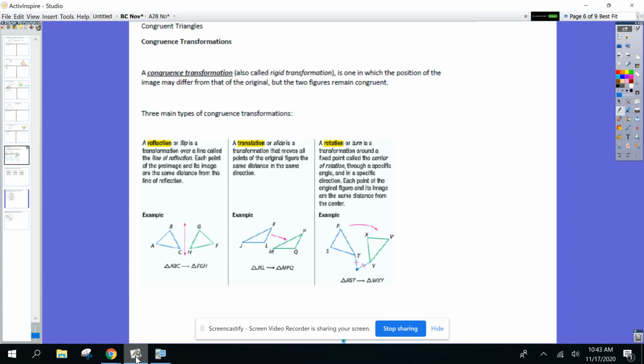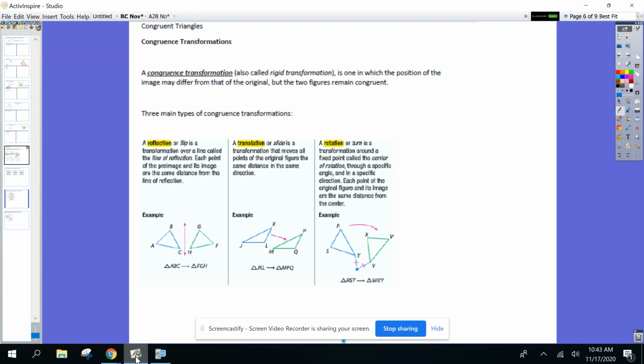I want to take a middle school concept and apply it to congruent triangles for this unit. You guys remember doing transformations back in middle school? Oh, those were fun, right? Sliding, flipping, turning. That was so fun. All right, I want to now apply that to what we're doing right now, which is congruent triangles.